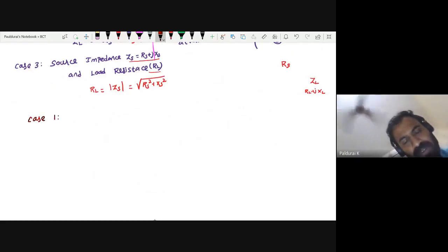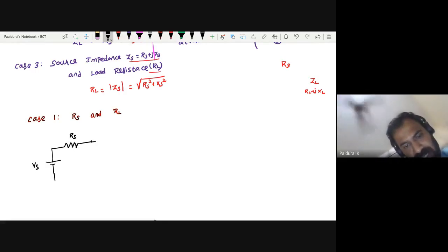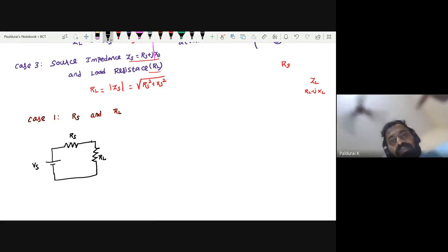Case 1. Okay, simply I am writing Rs and RL. Let me draw the circuit diagram. I have my source Vs or Vth, which may have some internal resistance Rs or Rth. Now connect the load RL.